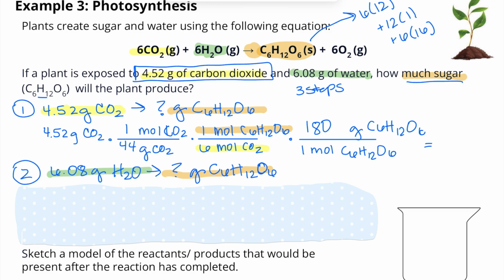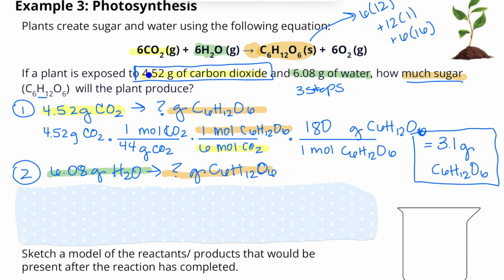And now we can go through and do that calculation, multiplying everything in the numerator, 4.52 times 1 times 1 times 180, dividing by everything in the denominator, divide by 44, divide by 6, divide by 1, and I got 3.08, let's just round to 1 decimal, so 3.1 grams of sugar is what we would get from that amount of CO2.